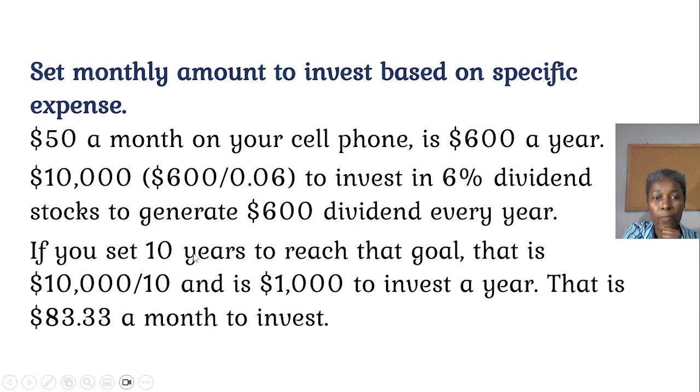So if you set 10 years to reach that goal, then that's 10,000 divided by 10, that's 1,000 a year, divided by 12, that's $83 a month. So if you're investing $83 a month for 10 years, you'll have your cell phone bill covered. So that's pretty much what that means.